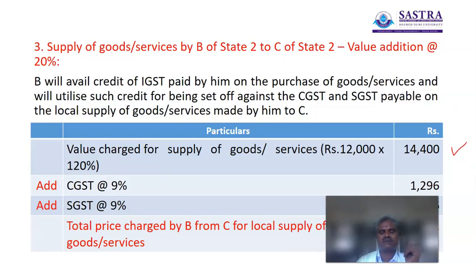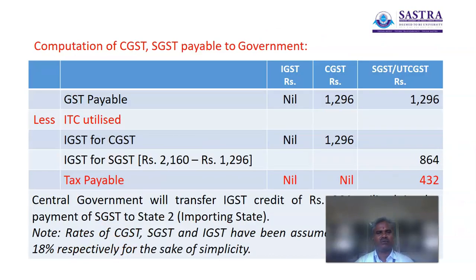Now you see both are in the same state, state 2 and state 2. So for the same state, we have to collect CGST and SGST, 1,296 each. So the total value of supply is 16,092. Okay. Now we have to see how it has to be adjusted.